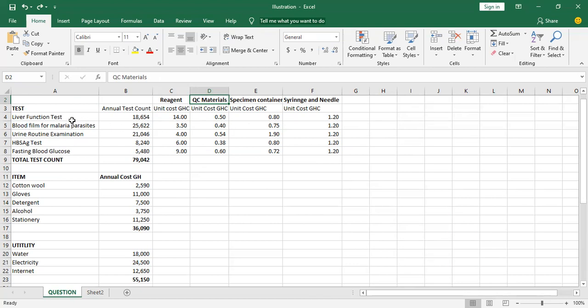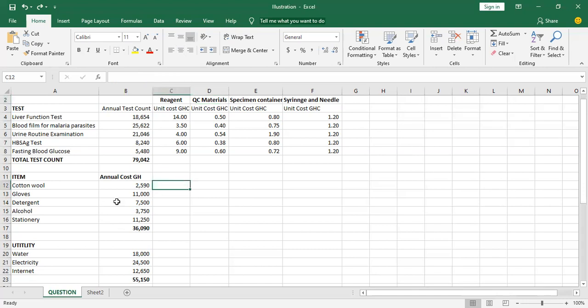It is not a case where you collect a specimen into one tube or one container and then use it to run several tests. So that is the assumption we have here. Just one sample collection, one test. So that is the information given us. And we also have the total number of tests that were done for that particular year as 79,042. So that's the sum of all these individual tests.